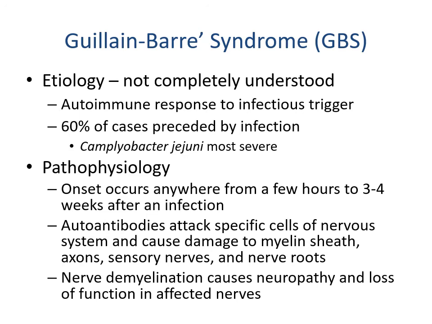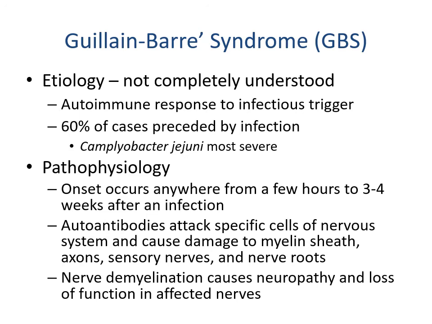So the etiology is not completely understood, and there may be an autoimmune response to an infectious trigger, but 60% and possibly more cases are preceded by an infection, specifically Campylobacter jejuni, which is most famous, right, for bad chicken. So more than half of people who have this disease basically had contaminated chicken beforehand, which is just crazy. So onset occurs anywhere from a few hours to 3 to 4 weeks after infection.